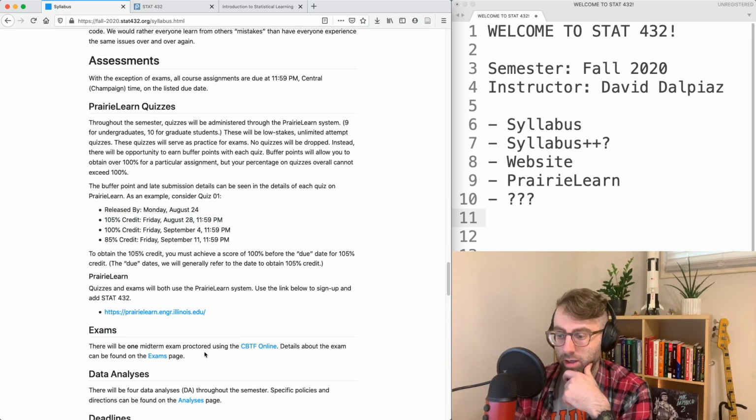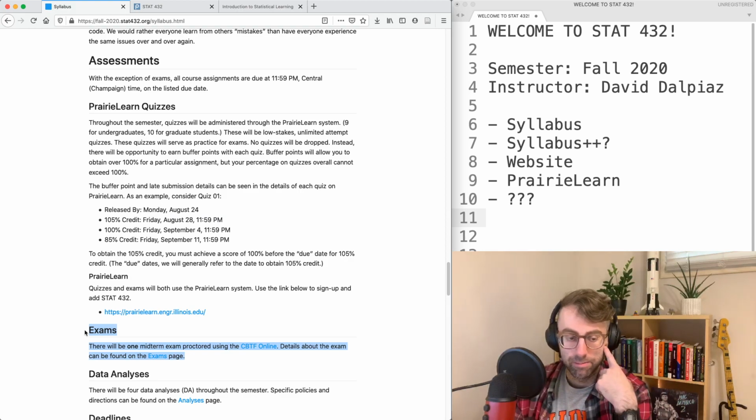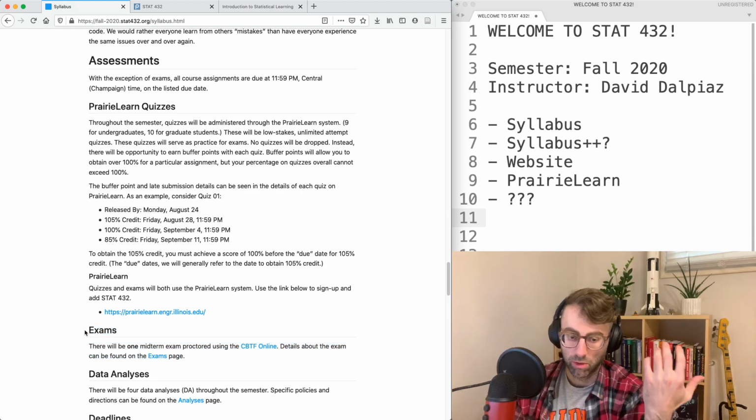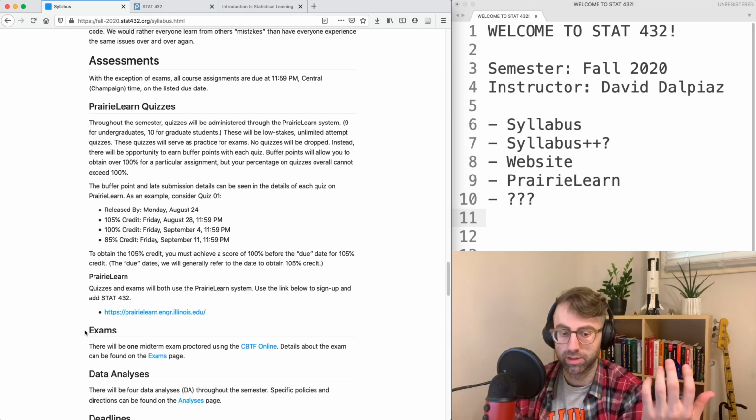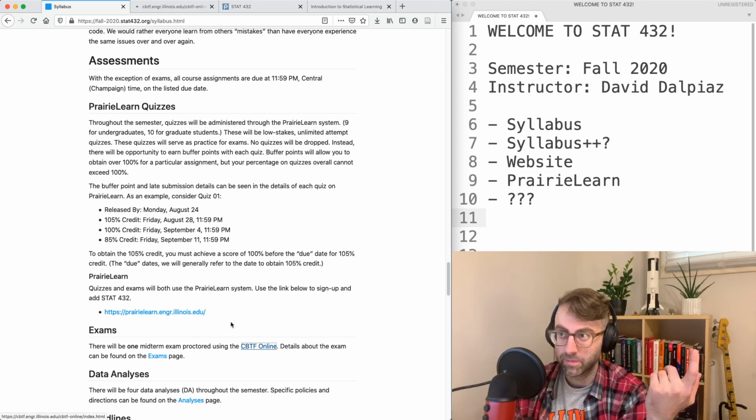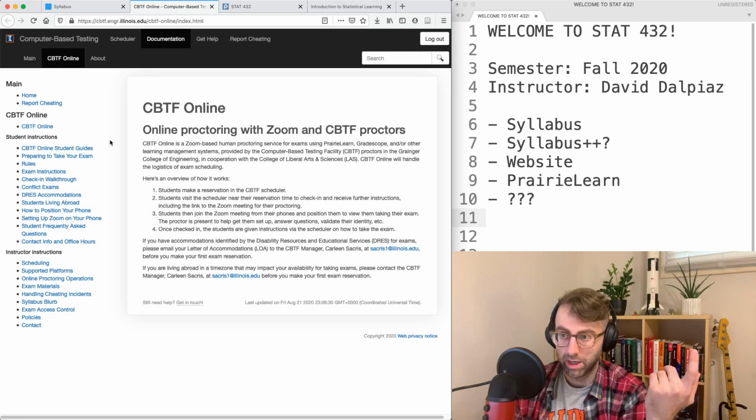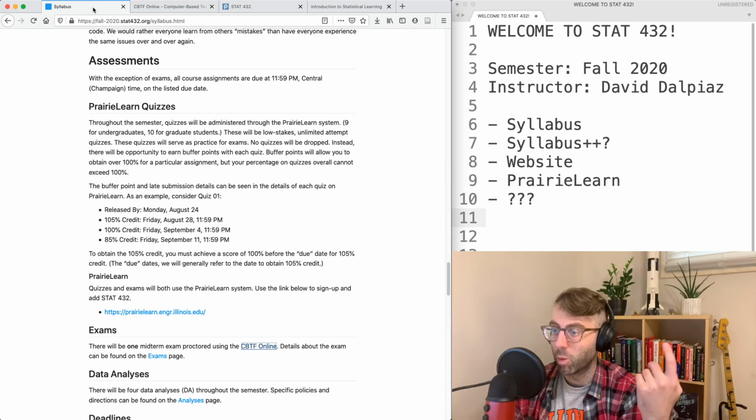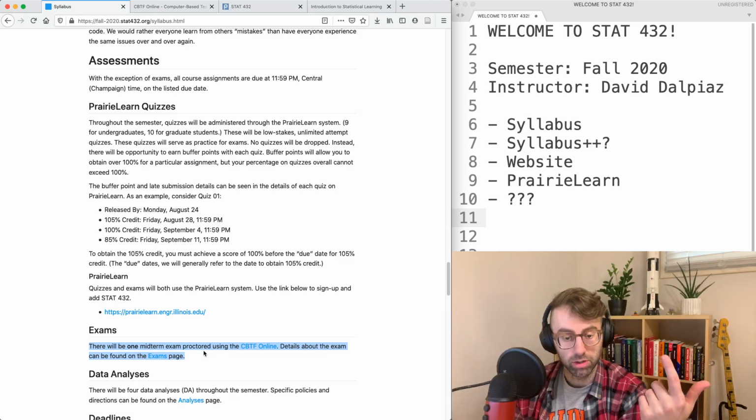Okay. There will be an exam. Normally there's 2 or 3 exams in this class, but because it's the COVID semester, we're just going to do one. We're going to use something called the CBTF Online, the documentation of which you can find here. Where this says student instructions, I sort of expect you to read all of this. We'll talk about this much more when we get closer to the exam.